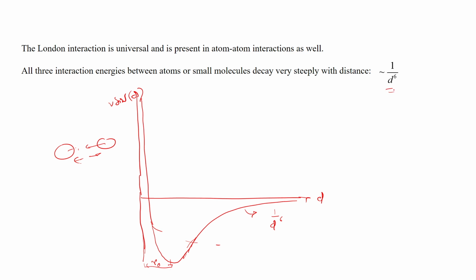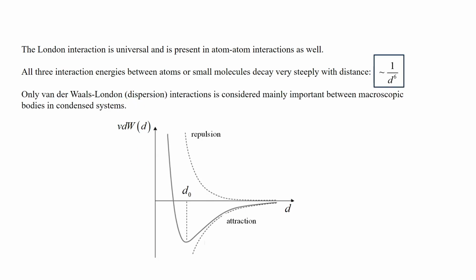So, van der Waals interaction goes as 1 by d to the power 6, and the Born repulsion goes as 1 by d to the power 12, right. So it becomes effective when d becomes very small. Now, only van der Waals interaction is considered mainly important between macroscopic bodies in condensed systems, because that is present in all kinds of bodies.